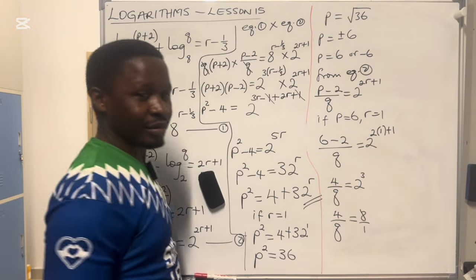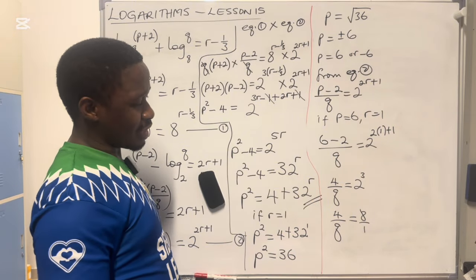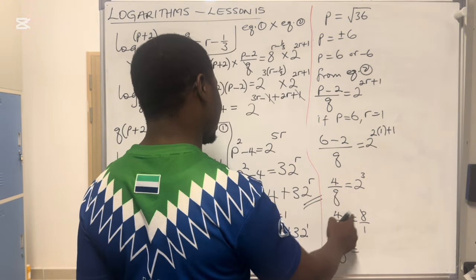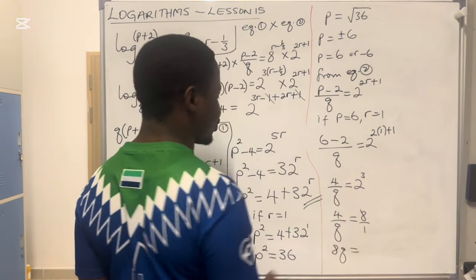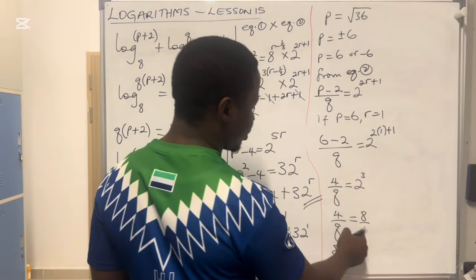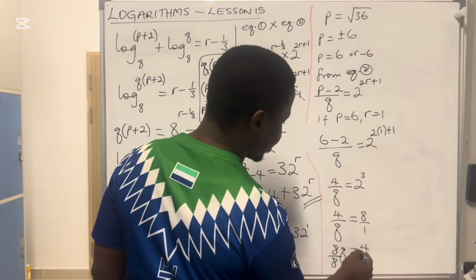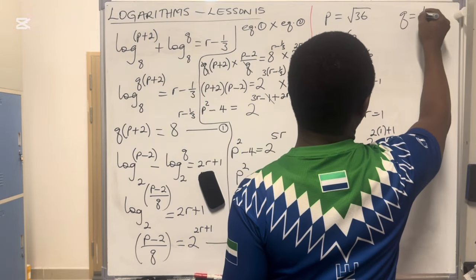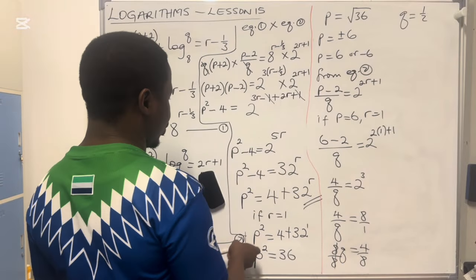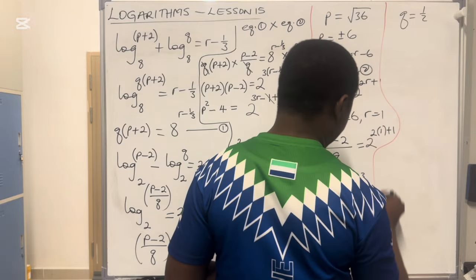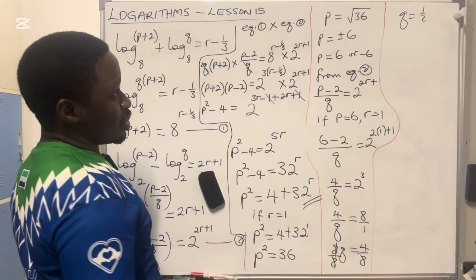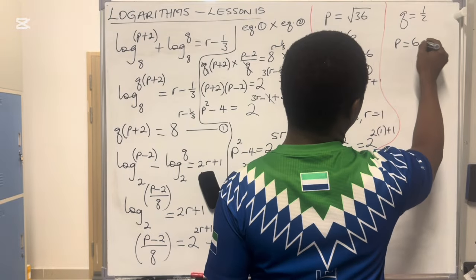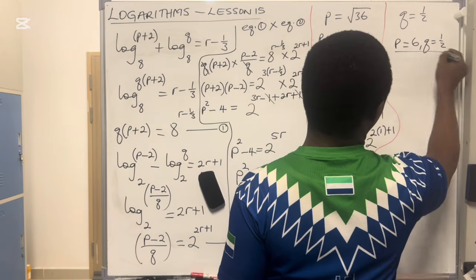We cross multiply. I hope it is clear. So q times 8 is 8q, and 4 times 1 is 4. So divide by 8, divide by 8. So what is q? q is half. So we say p is 6, then q is half.